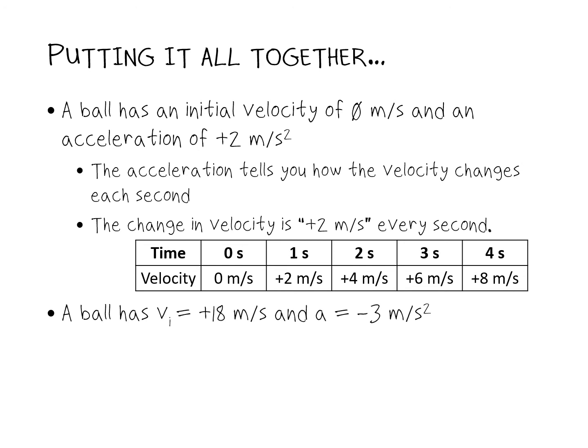Another example, let's say a ball has an initial velocity of positive 18 meters per second and an acceleration of negative 3 meters per second squared. And before I continue with this, let me just point out one thing real quick. The acceleration we're talking about right now has a negative sign in front of it. It's negative 3 meters per second squared. The first acceleration we talked about had a positive sign in front of it.